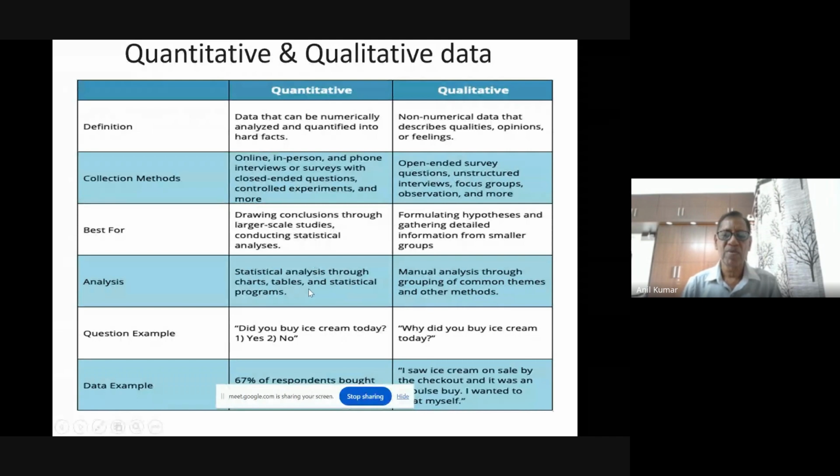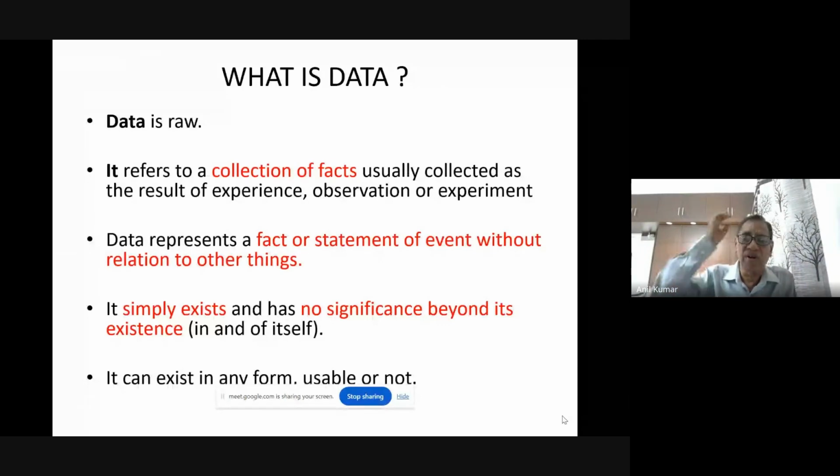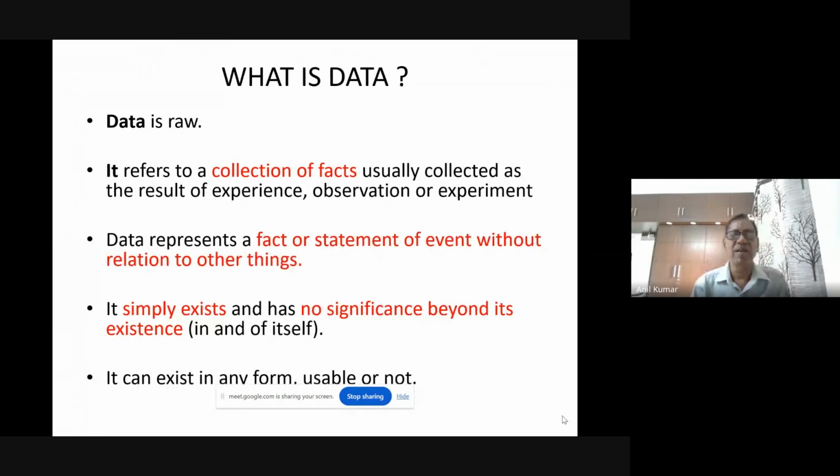So now, what is this data? Whether we are having quantitative data or qualitative data, what exactly is this data? What is the nature of the data? One thing you will be able to explain: whether we are talking of quantitative data or qualitative data, data is the raw form of anything. So data is raw. It only refers to the collection of facts, usually collected as a result of experience, observations, or experiments.